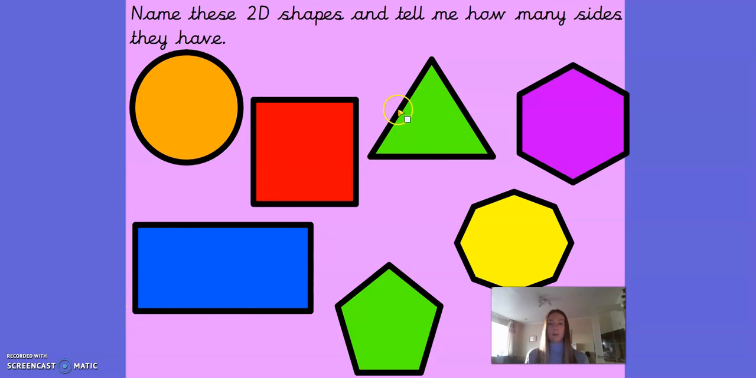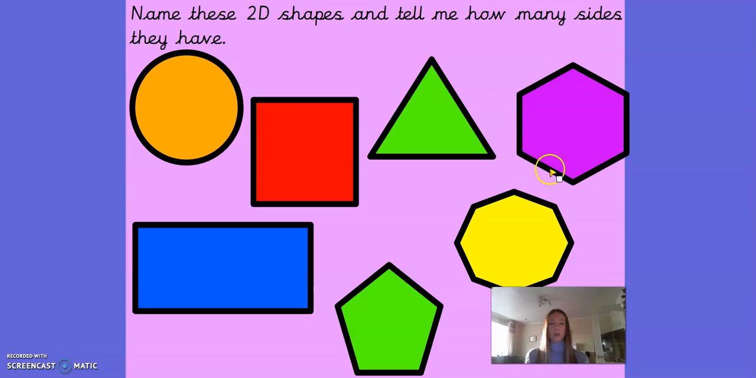Let's move on to this shape here. This is a triangle, and a triangle has 1, 2, 3 sides. Let's move on to this shape. Let's count the sides first and see if we can remember the name. 1, 2, 3, 4, 5. It's a pentagon.